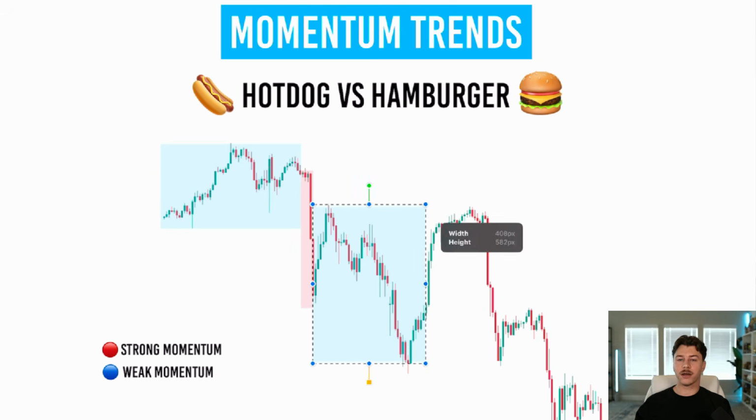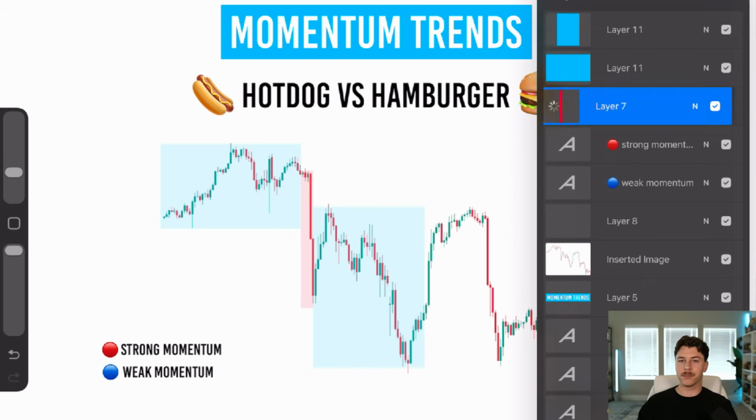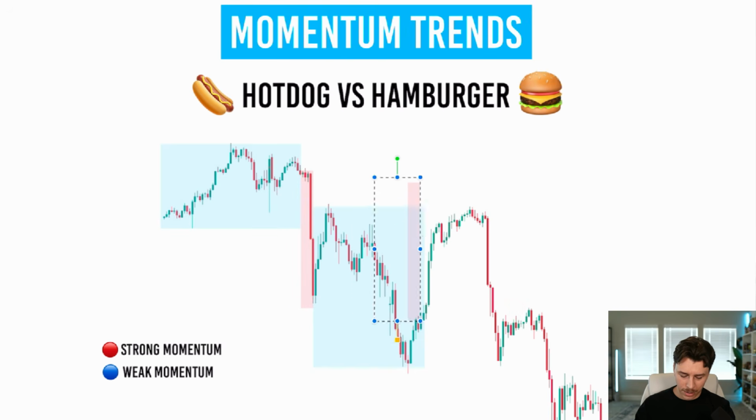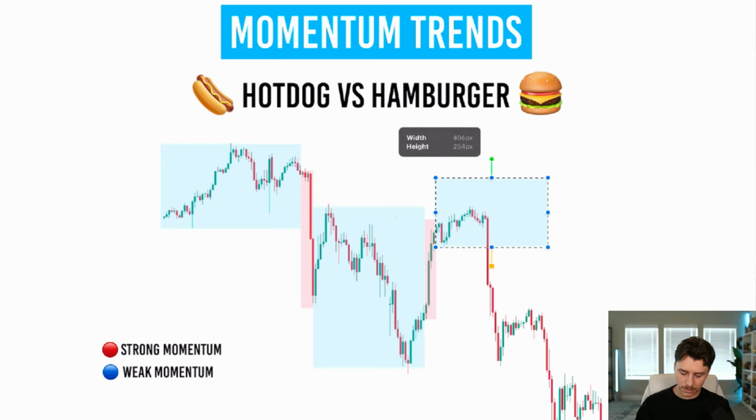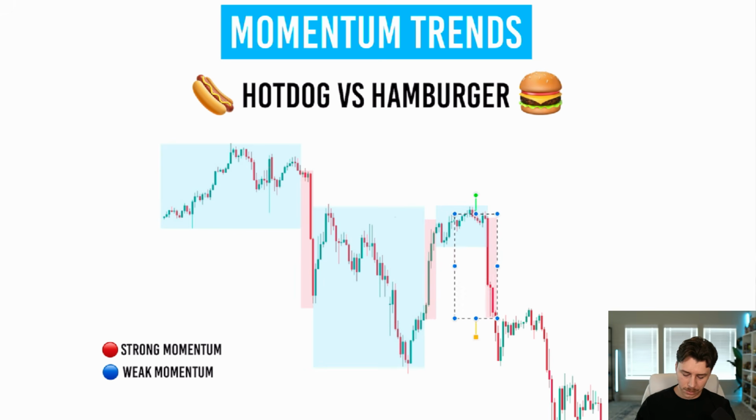We see a lot of wick rejection, small bodies. Price took a very long time to get where it was going. This looks more like a hamburger than a hot dog, right? So we have a weak momentum move here. That's right. We have a strong momentum move here. And then price slows down drastically back into a weak momentum move. So we'll box that in as well, weak momentum. Then we see another strong momentum move lower.